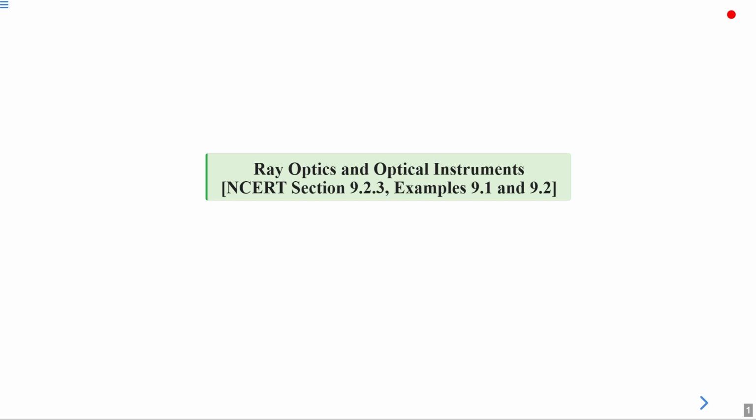Hello students, today we are going to discuss ray optics and optical instruments, NCERT section 9.2.3 and examples 9.1 and 9.2.